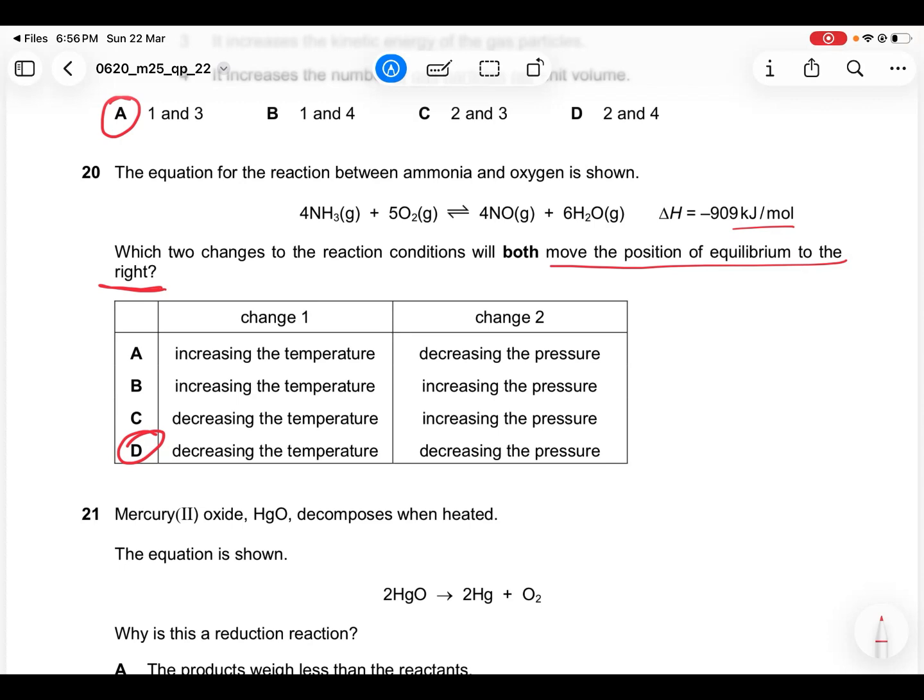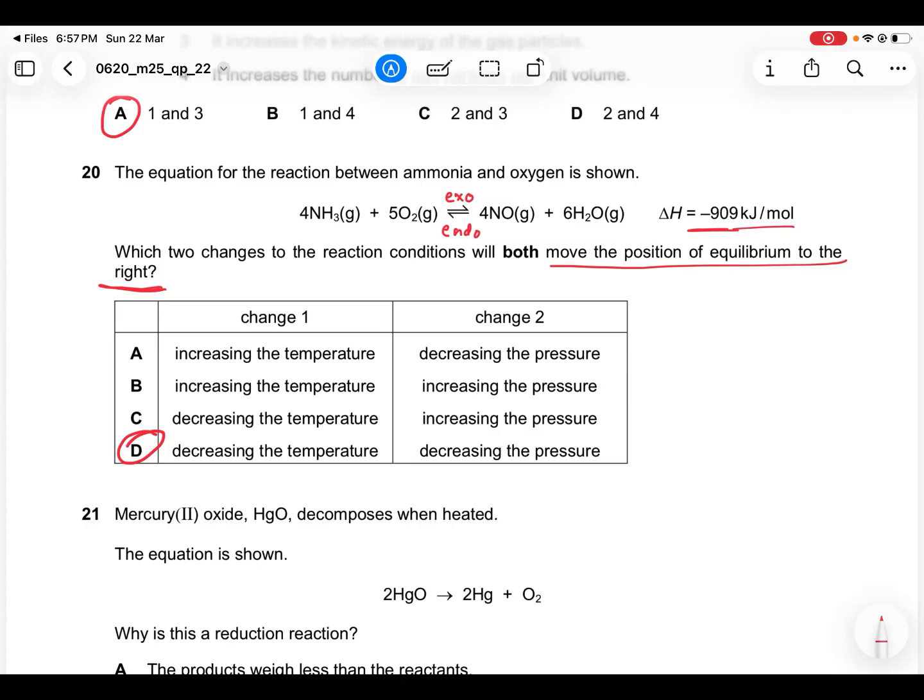Whenever the delta H value is negative, it means the forward reaction is exothermic, and hence the backward will become endothermic in nature. Now, whenever we have a forward reaction and we want our yield to increase, we have to decrease the temperature. So we have options C and D for that. Now, whenever we want more yield, we need to increase the pressure, but we have to always look at the number of moles. When we increase the pressure, it should move to the side where there are fewer moles. So we will count the number of moles here.